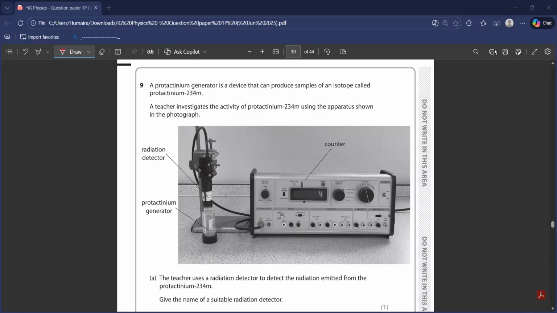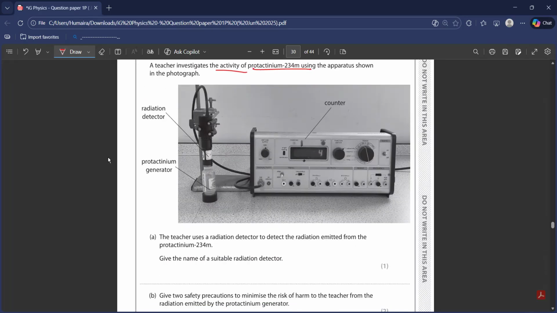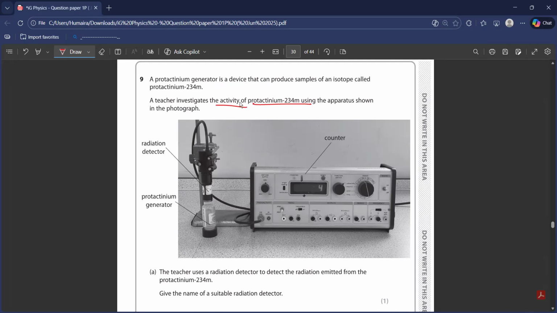All right, solving question 9. A protactinium generator is a device that can produce samples of an isotope called protactinium-234. A teacher investigates the activity of protactinium-234 using the apparatus shown in the photograph. So basically they are measuring the activity of this protactinium-234.